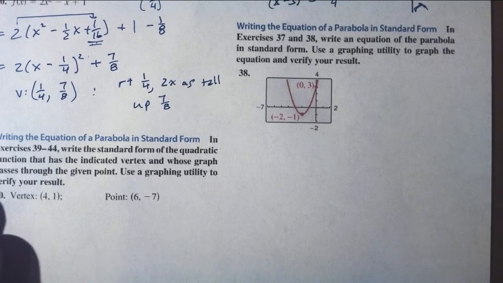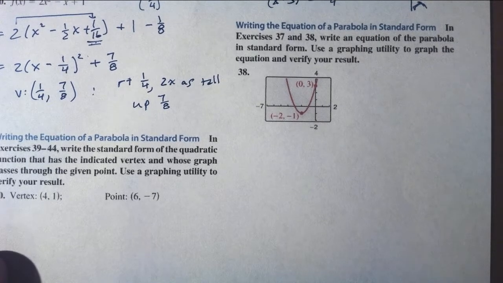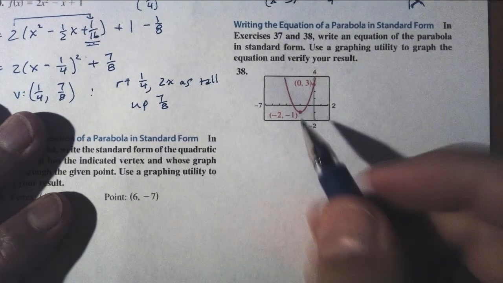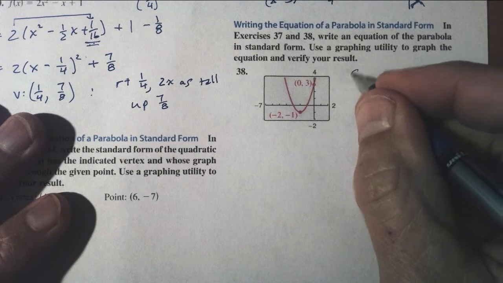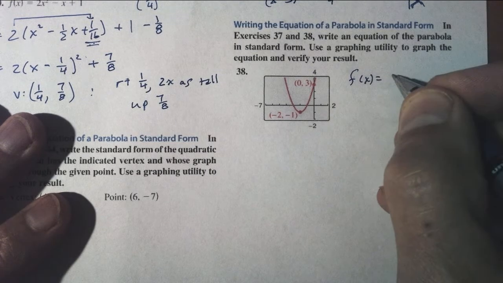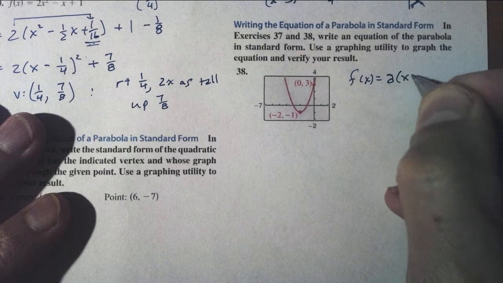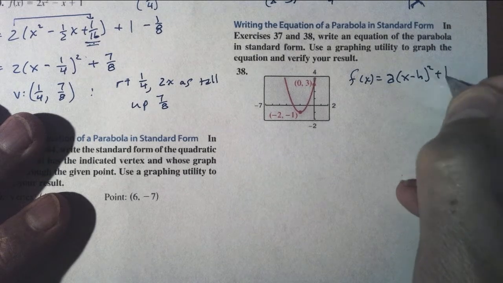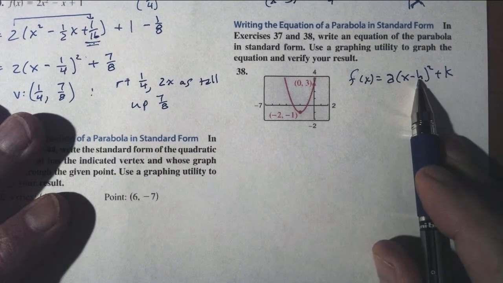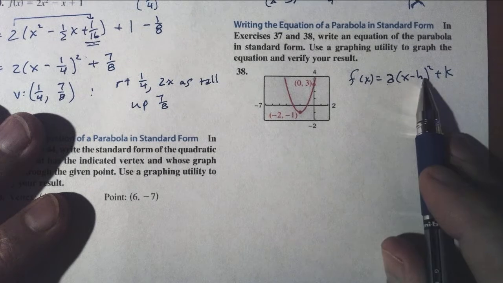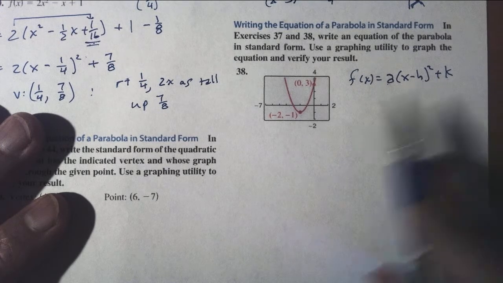Okay, 37-38: write an equation of a parabola in standard form. In standard form, I'm looking for f of x, or y, equals a times x minus h squared plus k. I only need three things: I need to know a, h, and k. And h, k are the vertex.